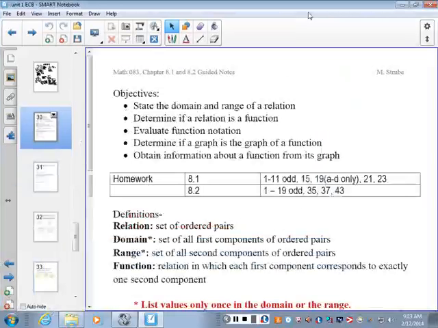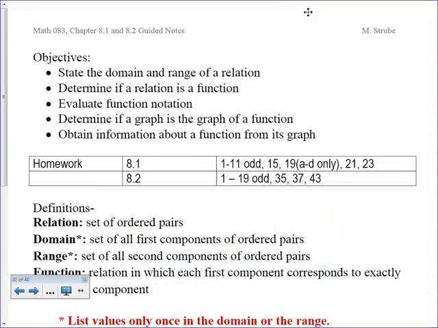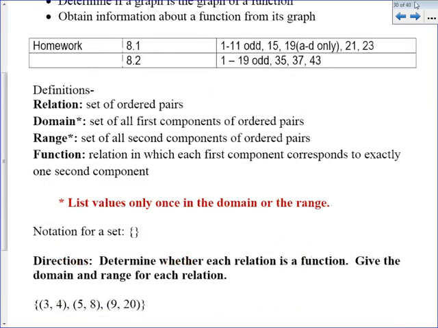So there's a couple of smaller topics that are in 8.1 and 8.2. And the first thing we're going to talk about is domain and range. And this is another idea that keeps coming up through our different units. So the first thing we need are a couple of definitions.